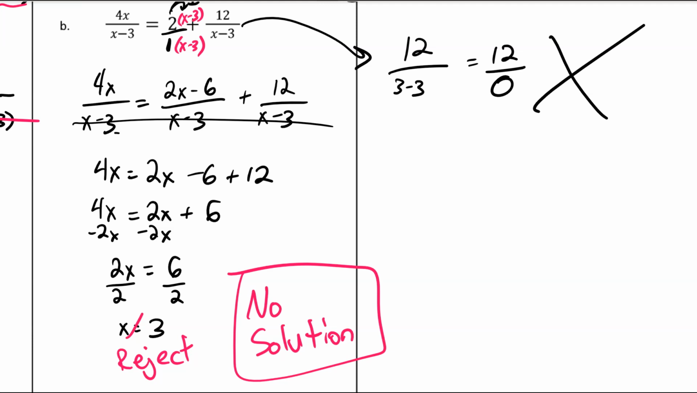So sometimes that'll happen, right? This wasn't a quadratic where I got two answers and one of them worked and one of them didn't. I only got one answer. When I plugged it back in, it didn't work. Therefore, there must be no solution to this equation.